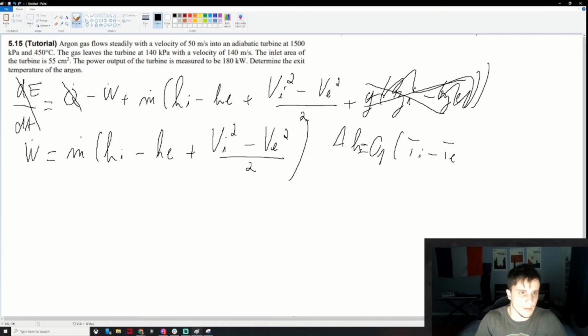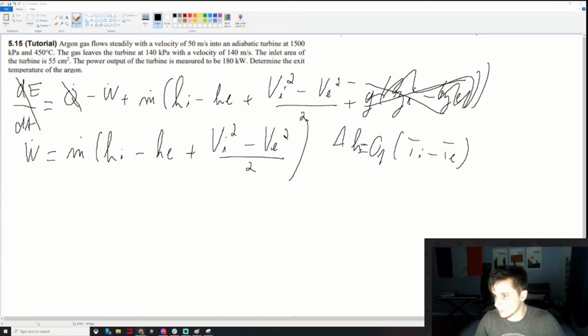And gas leaves the turbine at 140 kilopascal, velocity 140 meters per second. So I actually just noticed that we don't have temperature at the exit. We do have temperature at the inlet, but we don't have temperature at the exit. But that is what we're trying to find actually, so it doesn't really matter. So we won't have to do some ideal gas gymnastics.